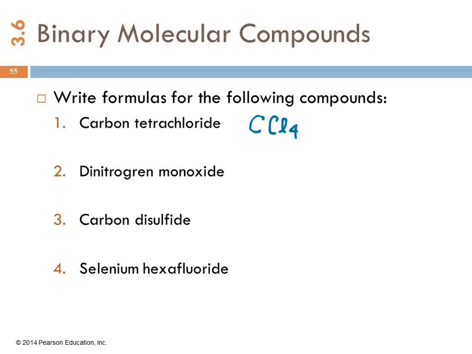Dinitrogen monoxide. What's the formula? N2O. Carbon disulfide. Start with the C and end it with the S. You have to do them as separate letters. Carbon disulfide, CS2. Selenium hexafluoride. SeF6. Now, selenium is really close to those metalloids, isn't it?